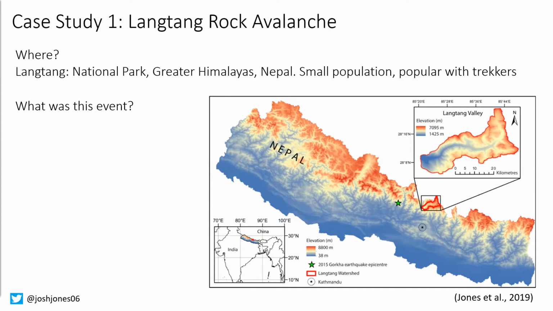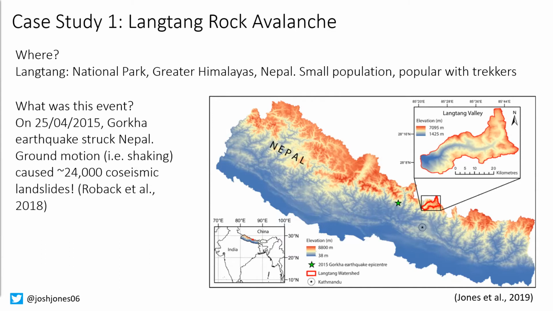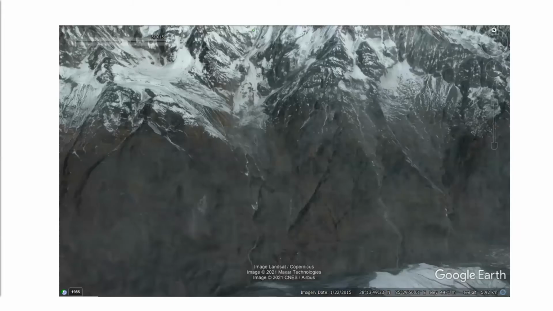But what was the Langtang Rock Avalanche? Well, as some of you might remember, on the 25th of April in 2015, a huge 7.8 magnitude earthquake called the Gorkha earthquake hit central Nepal. Now, this event had some pretty destructive consequences. And one of those was that the shaking or ground motion caused by this earthquake triggered over 24,000 co-seismic, or earthquake-triggered, landslides. And one of these was the Langtang Rock Avalanche. So I'm now going to talk you through exactly how this avalanche event unfolded.